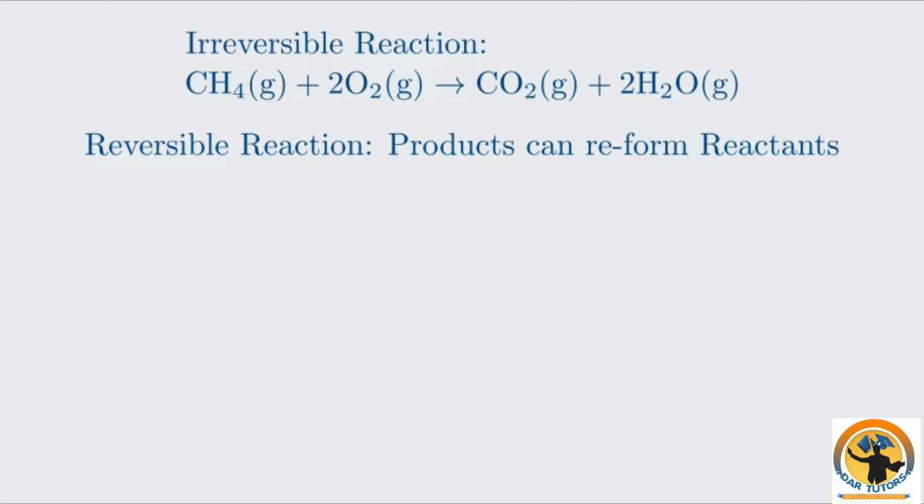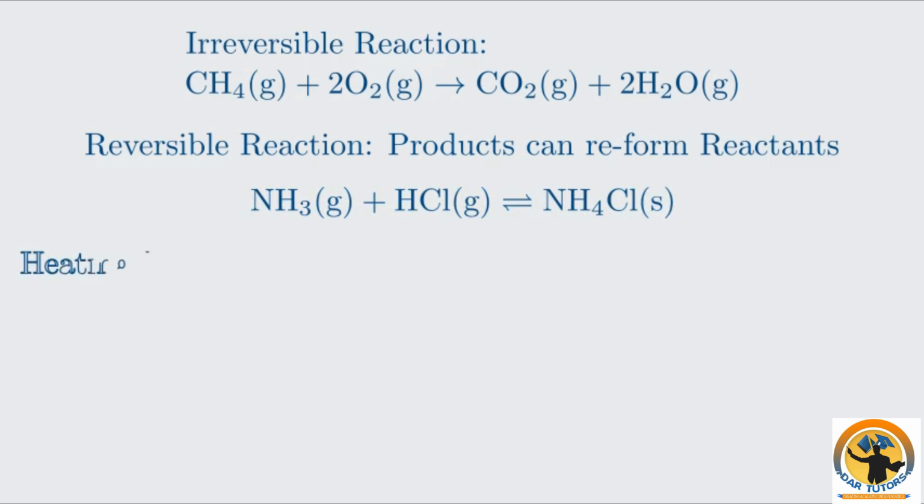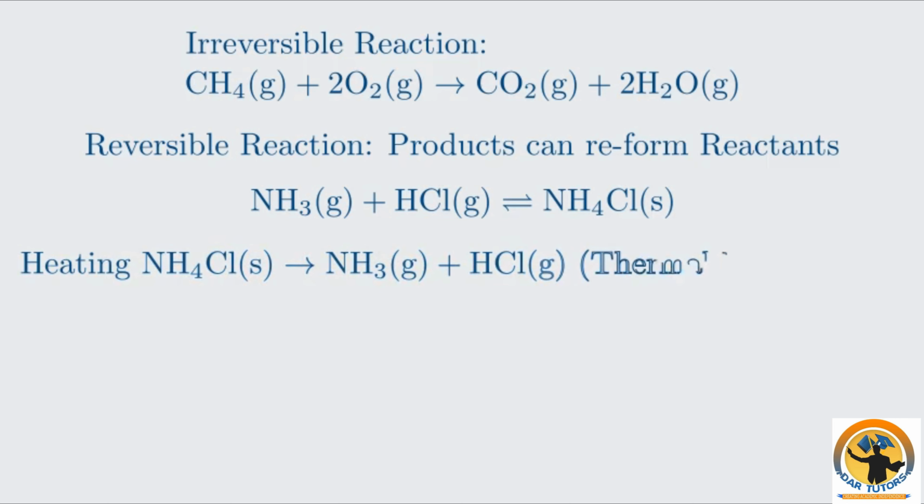Let's consider an example: the reaction between ammonia and hydrogen chloride. At room temperature, ammonia gas reacts with hydrogen chloride gas to form solid ammonium chloride, a white smoke. If you heat this solid ammonium chloride, it undergoes thermal dissociation, breaking down into its constituent gases, ammonia and hydrogen chloride. This demonstrates the reversibility. The same chemical components can be made to react in either direction by changing the temperature. This is a clear example of how external factors can influence the extent of a reaction.